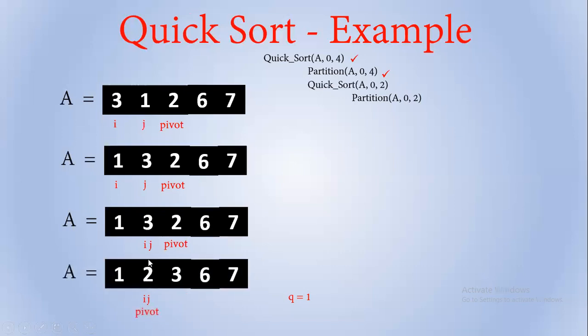So at last, the pivot will be 2 and this one will be 3. So what happened at last? The input array was 3, 1, 2, 3, 1, 2, and the final array was 1, 2, 3.